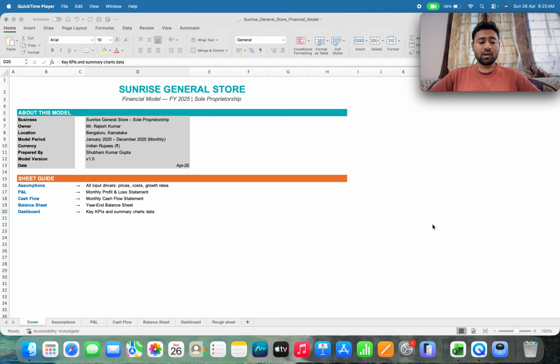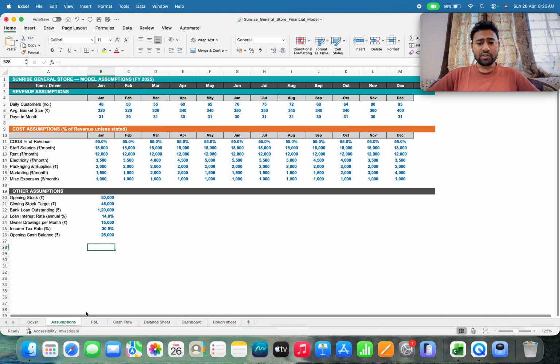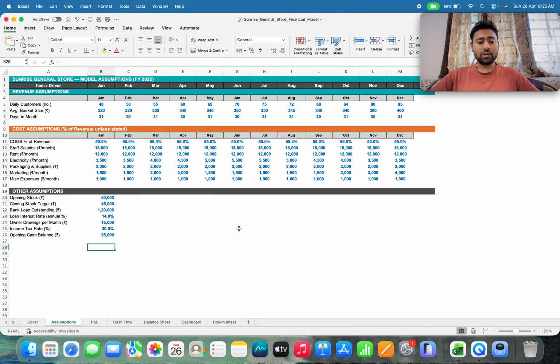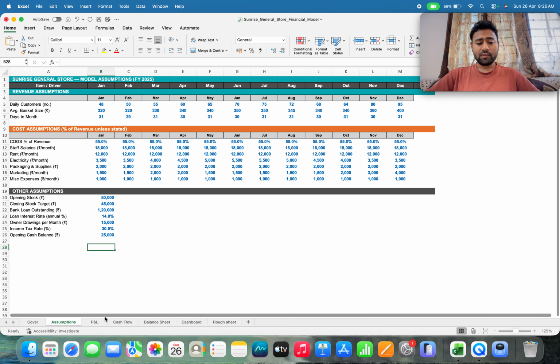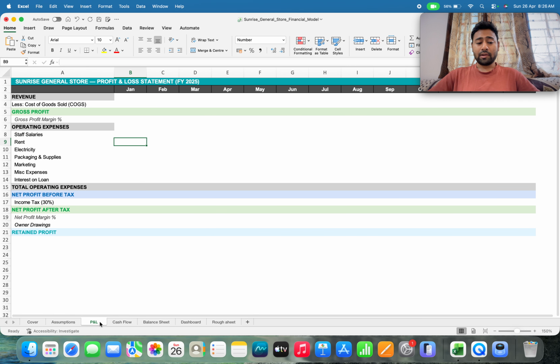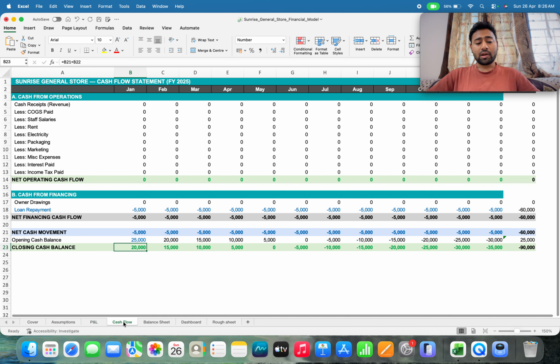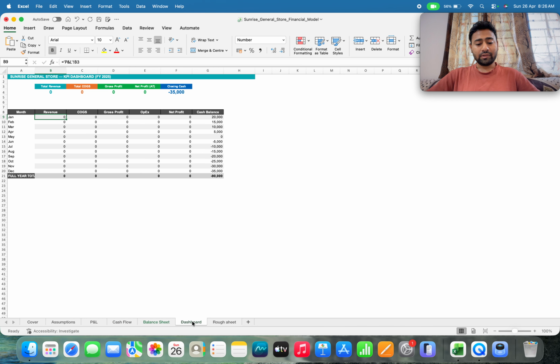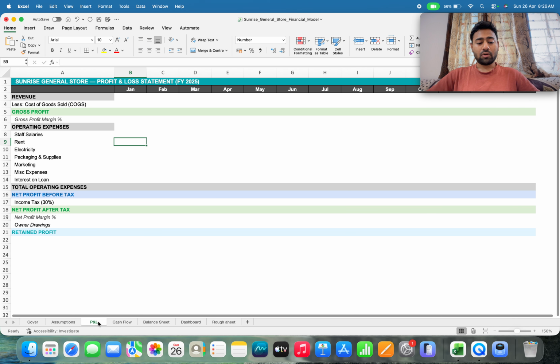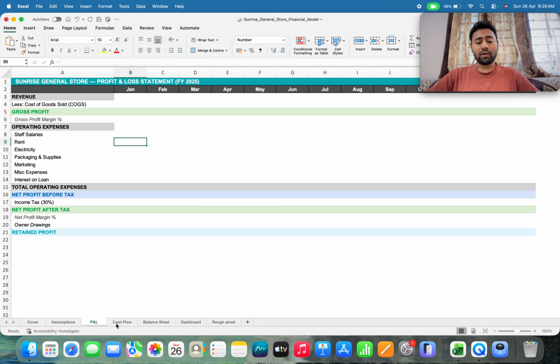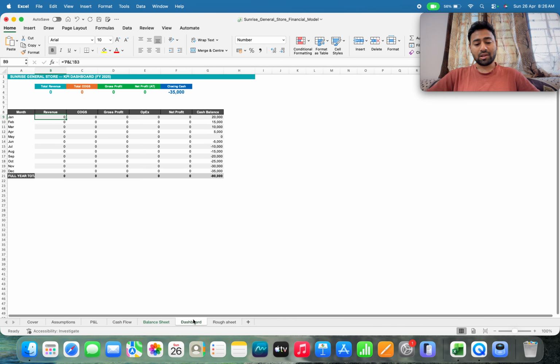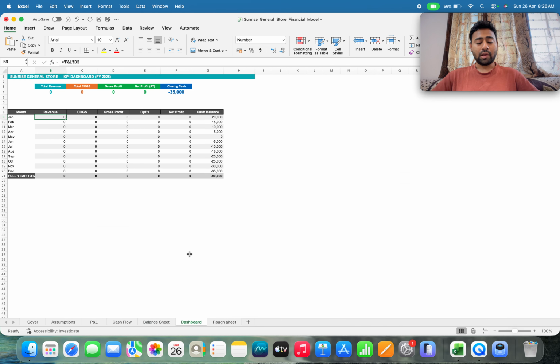Let me quickly show you the structure of this model. I have taken the assumptions part. This is the assumption part. Through the assumption part only, I am going to connect all the sheets, and I will make a P&L account. So the P&L account is connected with the cash flow, balance sheet, and dashboard, right? When we put a number in the P&L account, automatically we will get the completed cash flow statement, balance sheet, and a dashboard. The dashboard gives the summary of all total numbers at last.